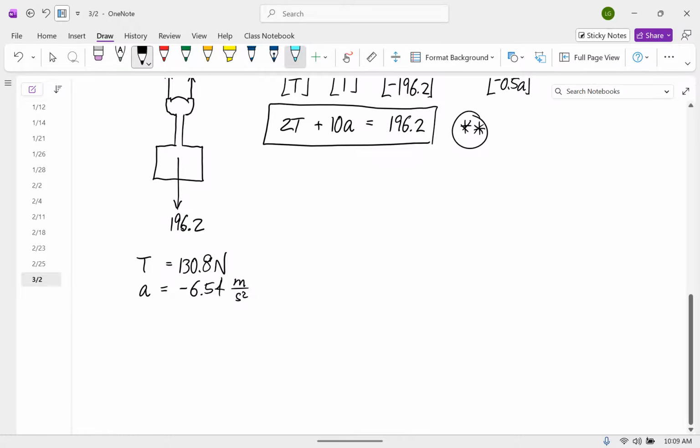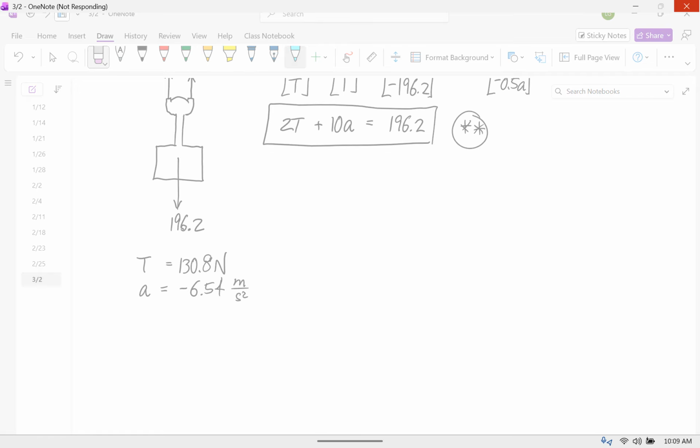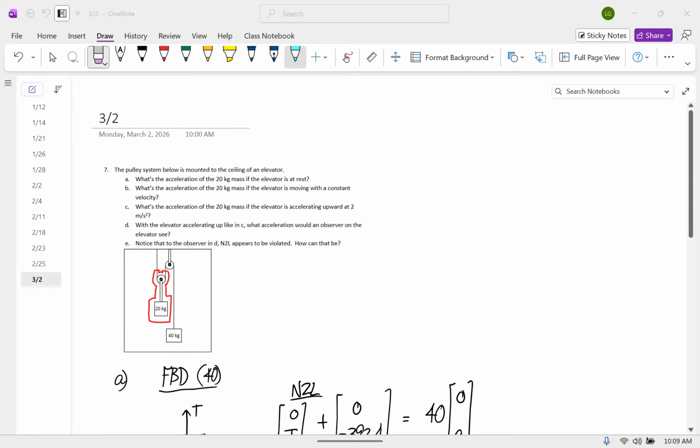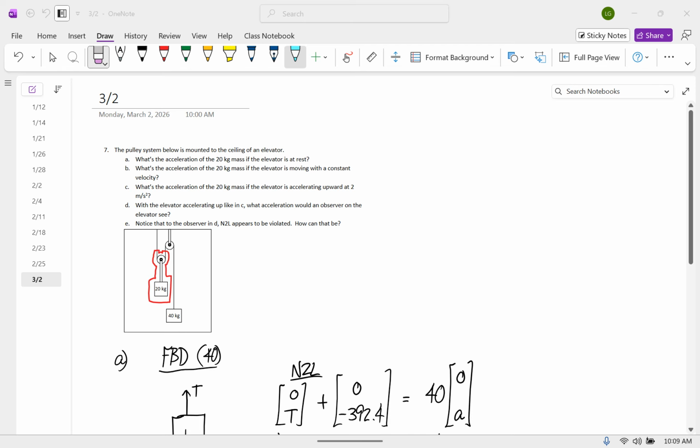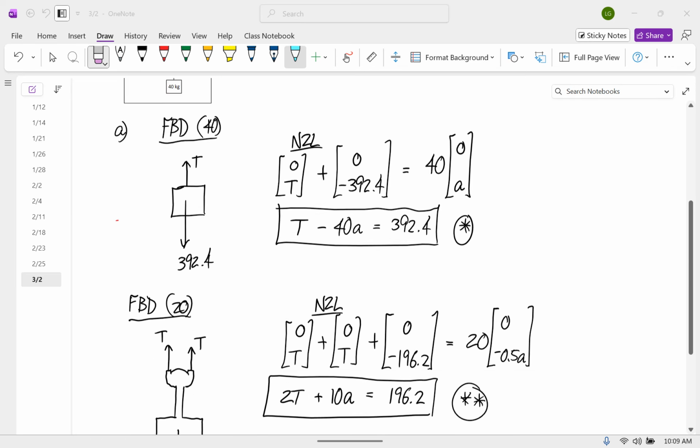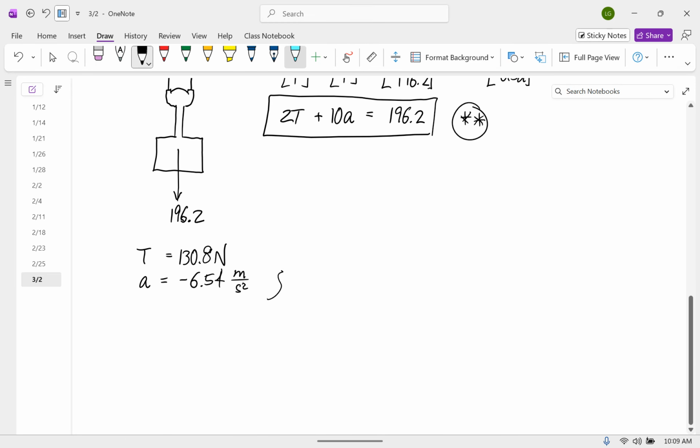Okay, so now let's write this vector. Let me check what it asked for. Okay, hold on, my computer's thinking for a second. What's the acceleration of the 20 kilogram mass? Okay, so the acceleration of the 20 kilogram mass is 0, negative 0.5A. So that is 0, negative 3.27.